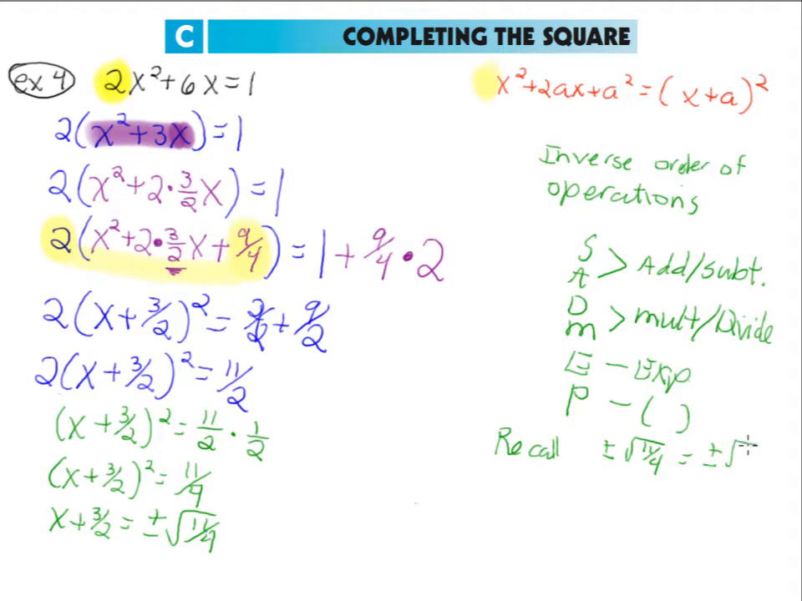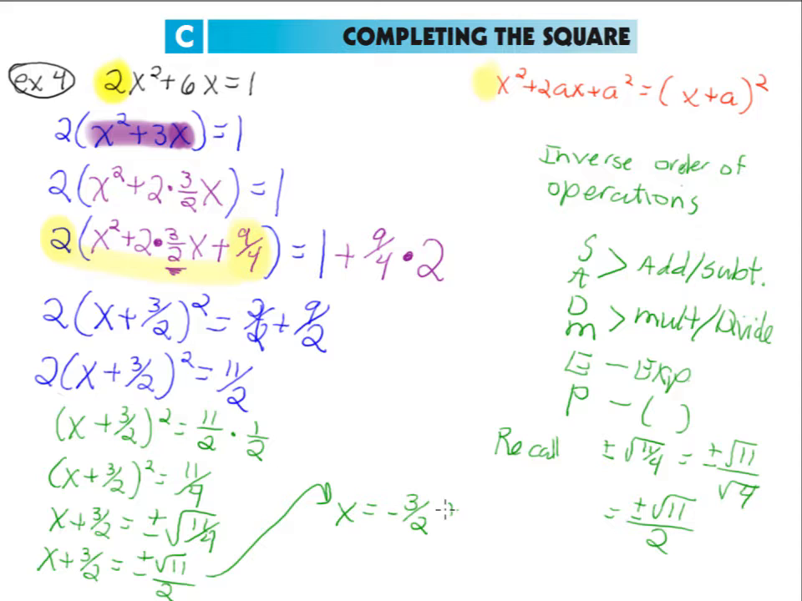So that becomes the square root of 11 divided by the square root of 4, or plus or minus the square root of 11 over 2. And finally, I need to get the x by itself by subtracting 3 halves from each side. So my answer is x is equal to negative 3 halves plus or minus the square root of 11 over 2.